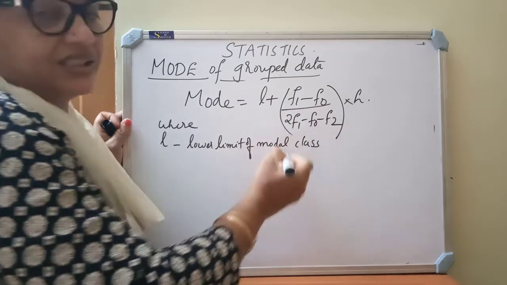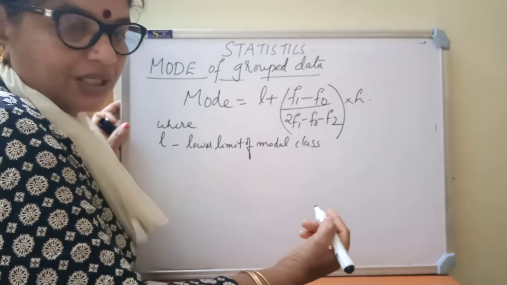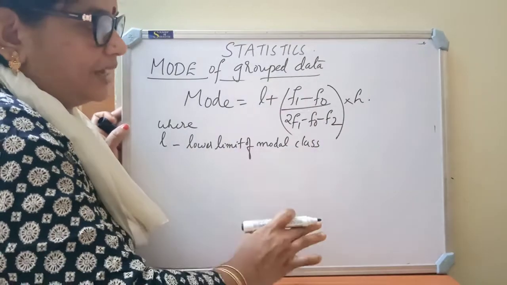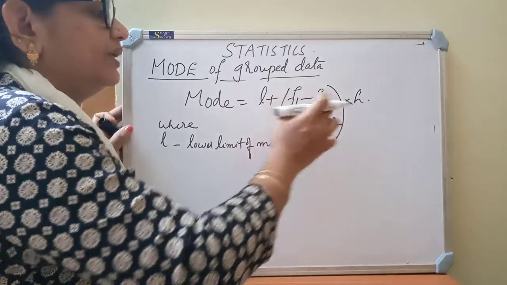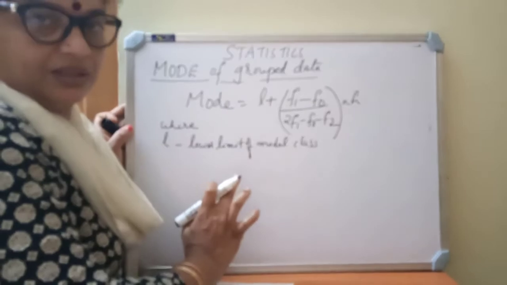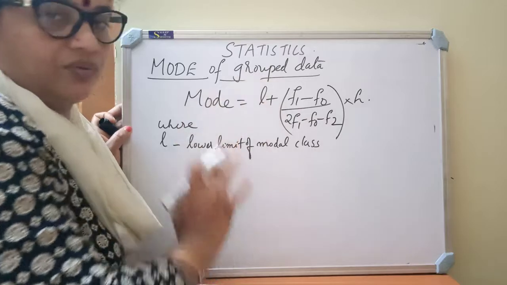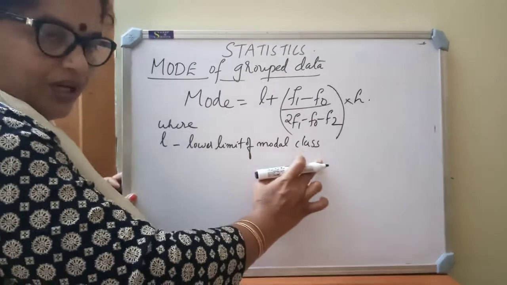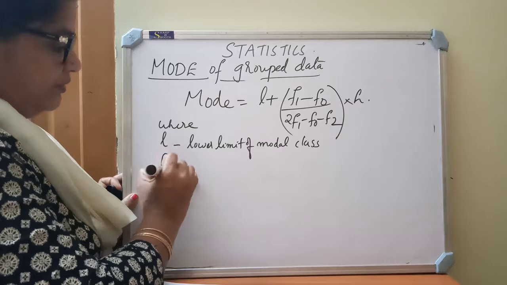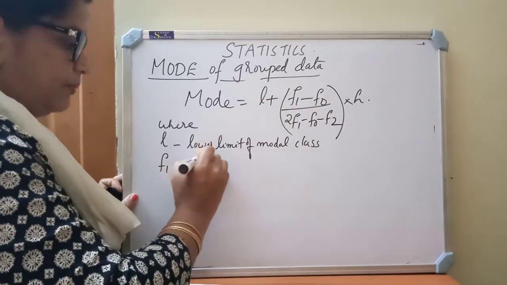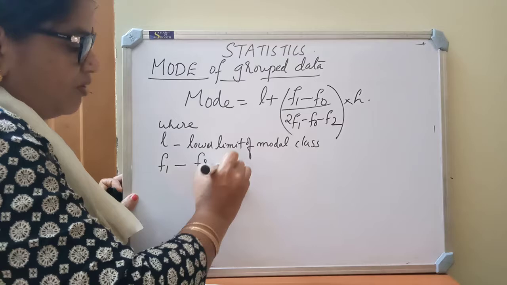Finding mode is very easy. No extra tabular columns are there. Only in the given question data itself we will get the table. There you have to mark F1, F0, F2 and the H value, and find the lower limit. Substitute in the formula. It is very easy. So L is the lower limit of the modal class. F1 is the frequency of the modal class. Keep it in mind. F1 represents the frequency of the modal class.